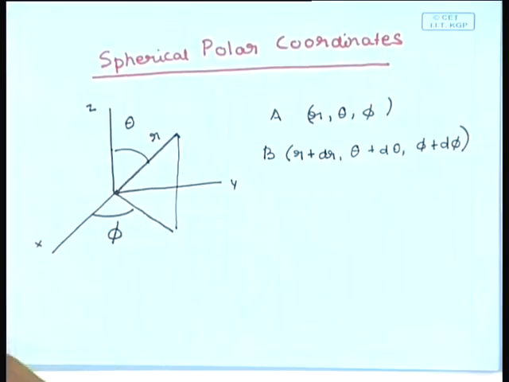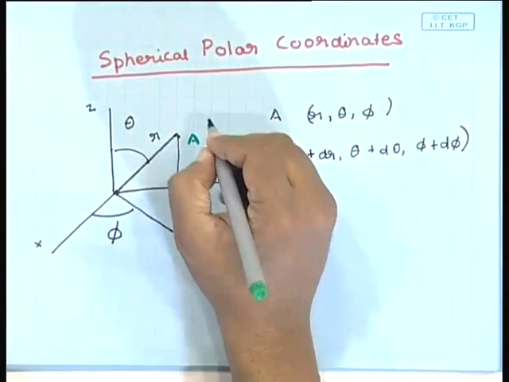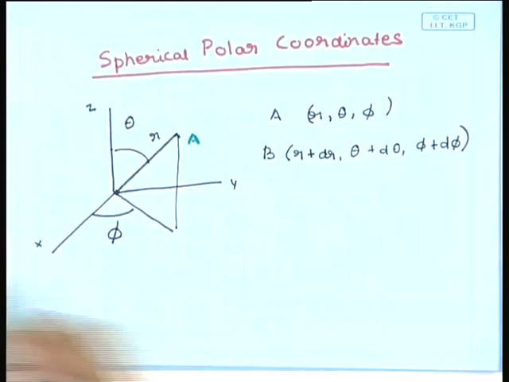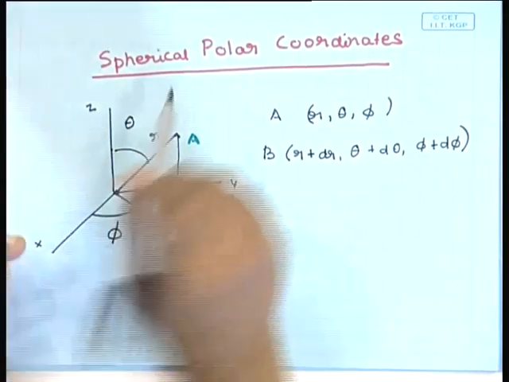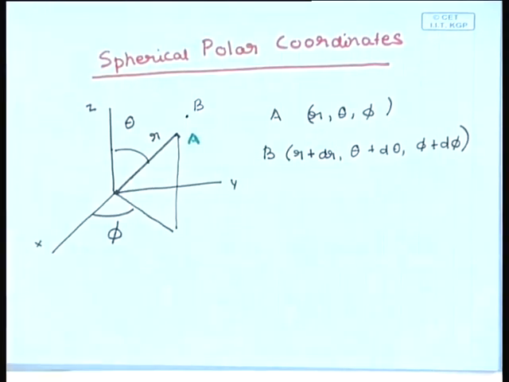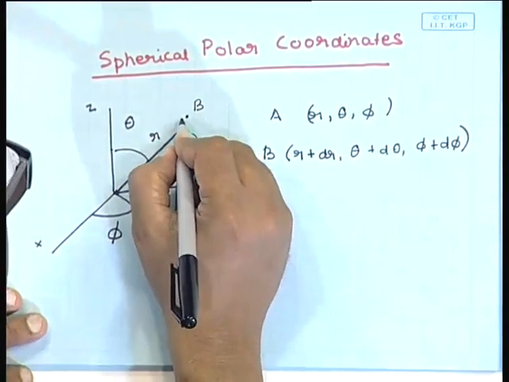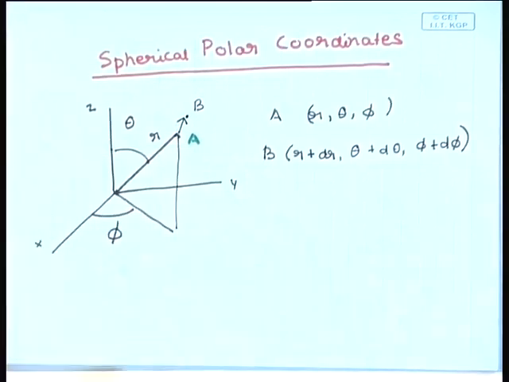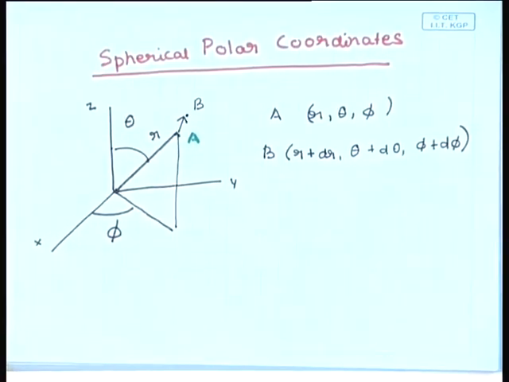So this is A, and we have another point B, whose coordinates are slightly different, right? But now instead of giving the Cartesian components, I have given you the components in this polar coordinate system, and we would like to now calculate the distance between these 2 points.